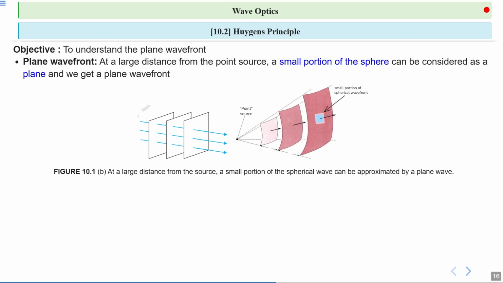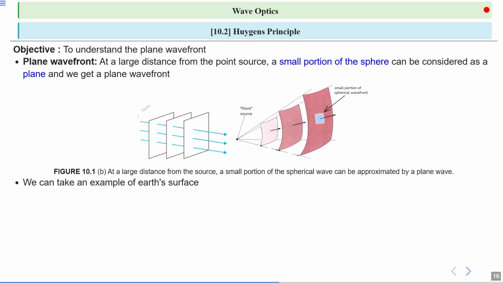You can see a diagram on the right hand side. So there is a spherical wavefront. We have taken a very small portion of the spherical wavefront which looks like a plane wavefront. Or we can say at a very far distance from the point source, the spherical wavefront is very large, and a small part of that spherical wavefront will look like a plane wavefront.